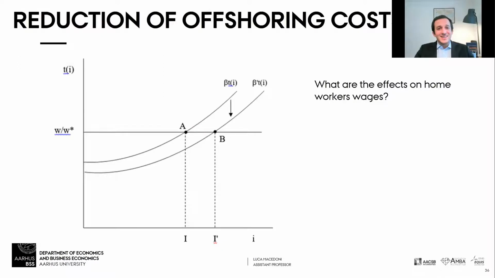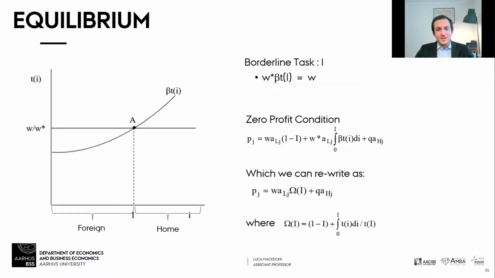Well, think about it for a second, maybe pause the video, figure out a way to show that. And hopefully you realize that what we need to do is to look again at the zero profit condition. We drew it before, we wrote it before, here we wrote a pricing equation. We want to know how much a change in capital I, the borderline task, is going to affect the wage. So what we need to do is to take the total derivative of that pricing equation. So let's do that.